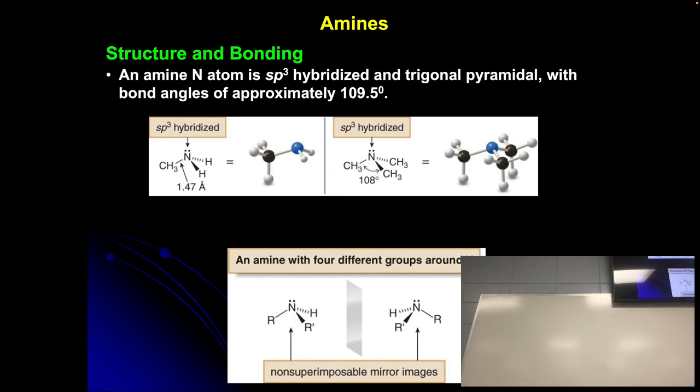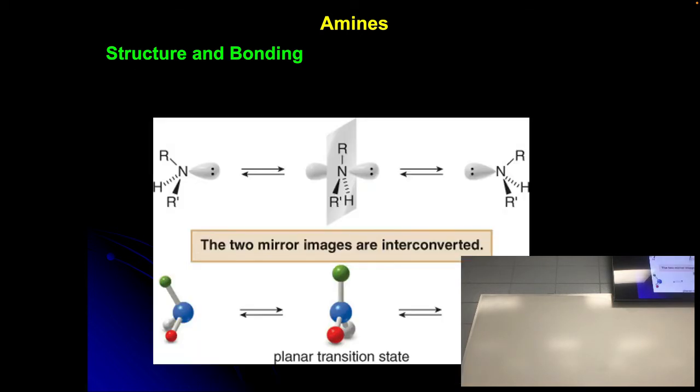So this amine should be chiral, right? That should be a chiral center, but it's not. Well, it is, but you can't isolate R and S. Does it have to be a carbon in the middle? It doesn't have to be. It's just what we've been talking about.